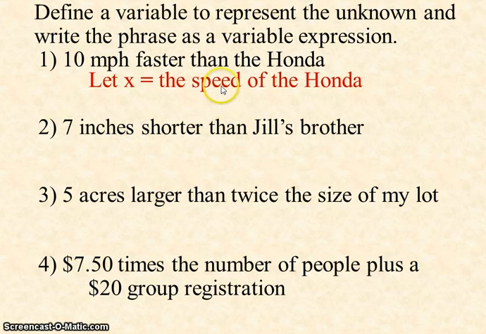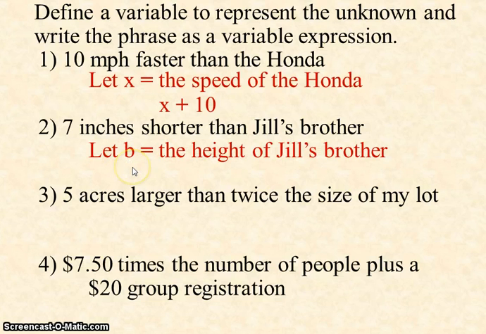Define a variable to represent the unknown and write the phrase as a variable expression. So 10 miles per hour faster than the Honda. So you can let x, or any letter you want, equal the speed of the Honda. So the speed of the Honda, and I'm going 10 miles an hour faster, well, that's just going to be x plus 10. 7 inches shorter than Jill's brother. Okay, we could make a variable equals Jill's brother's height. And then if we're 7 inches shorter, it's going to be the brother's height minus 7, right? So let b equal the height of Jill's brother, and b subtract 7.